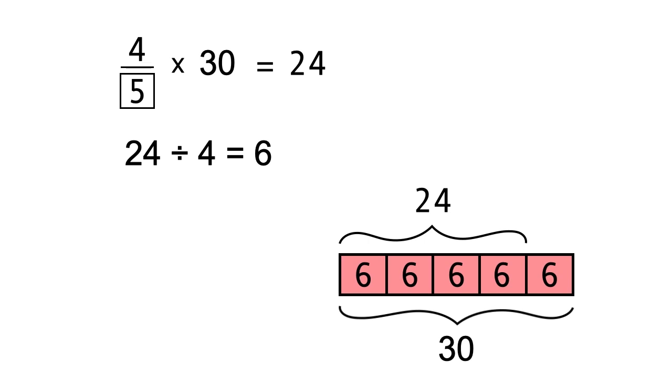And just to recap what we did there, we had our 24, we divided it by 4 to find out that each part is worth 6, and then we saw how many 6's fit into 30, so 30 divided by 6 is equal to 5. So they must be fifths.